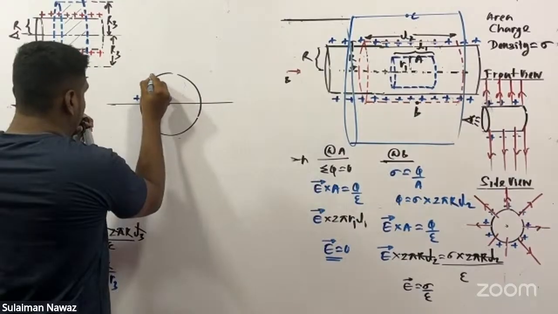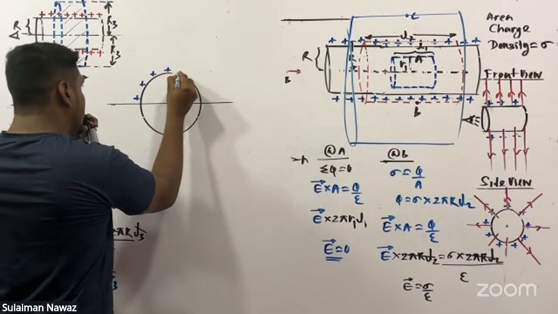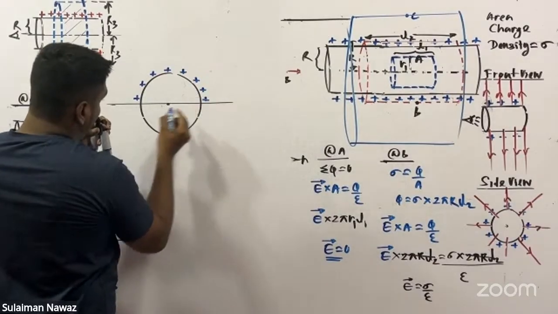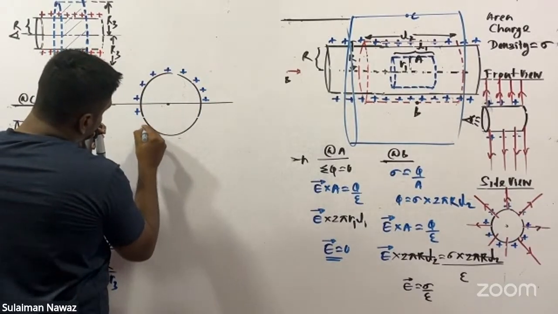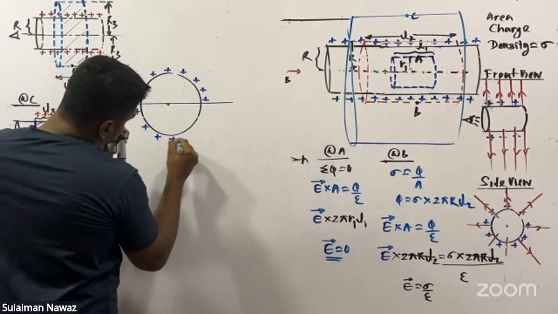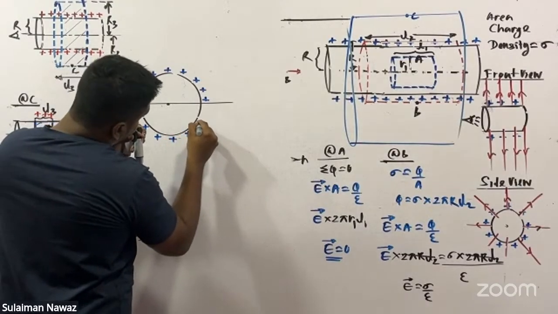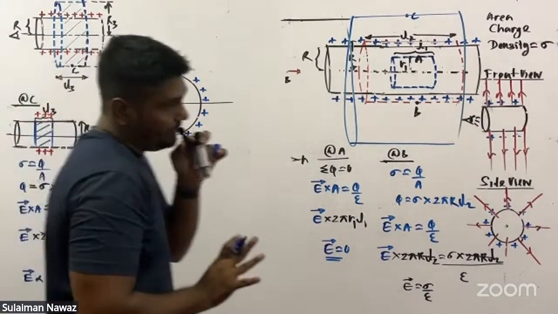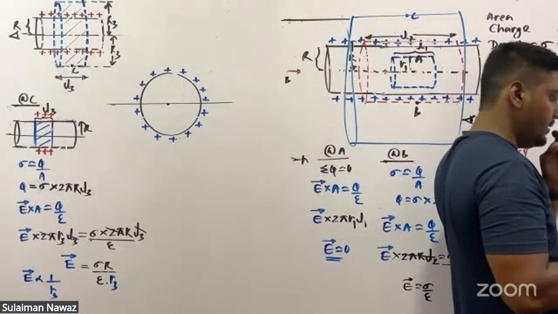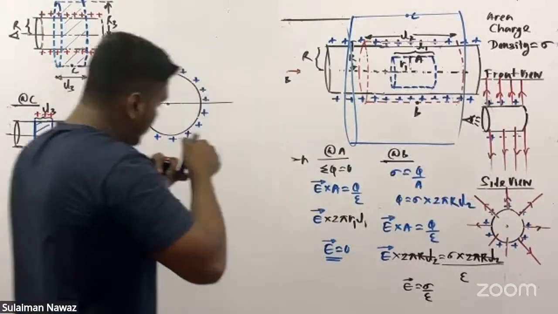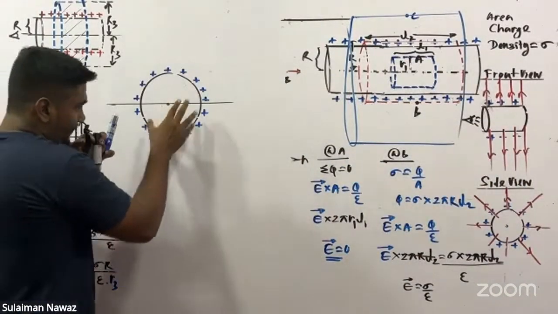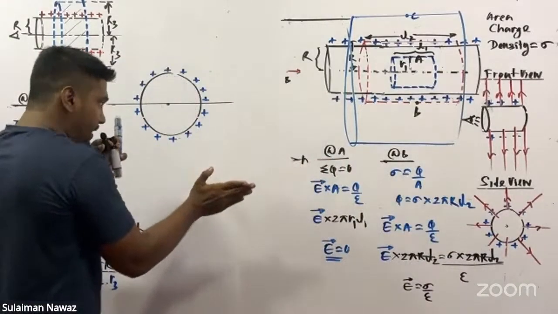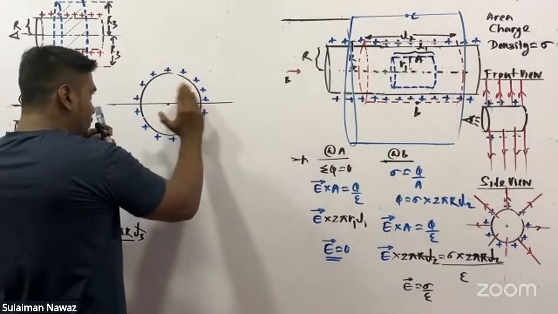The charges distribute on the outer surface of this hollow conductor cylinder. Right? Okay. Then if I draw the electric field lines, this is how it appears. But I'm not drawing the electric field lines, but if you want, you can draw the electric field lines also.